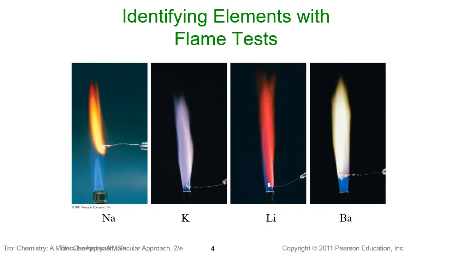We can add energy by exposing atoms to a flame. Different types of atoms will give off characteristic wavelengths that help us to identify which type of metal is present. So sodium gives off a yellow-orange color in a flame. Potassium will give off a purplish color. Lithium is more of a red, and barium is more of a green. Because they have these very characteristic wavelengths of light that are present, they help us to identify the metal.